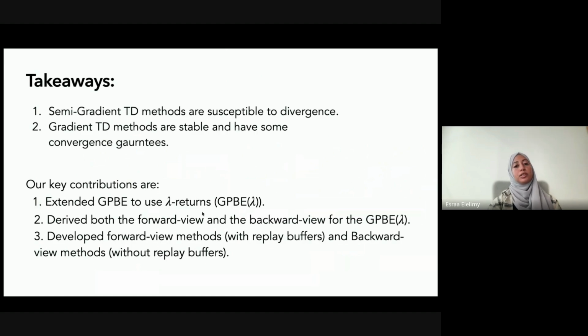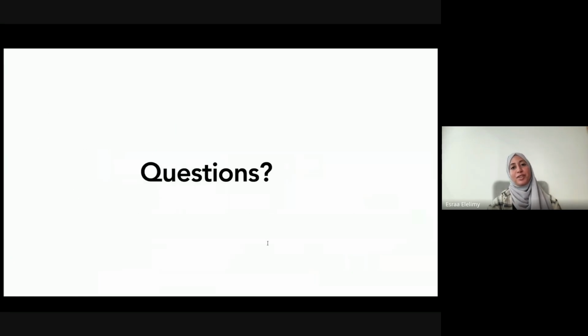And when we use this lambda return, we can have the forward view or the backward view, where we can either assume that we can look into the future, which is something that we can partially do if we have a replay buffer, or we have this backward view, methods that don't assume we need to look into the future. They don't need to have a replay buffer. And we develop methods that could be used in both cases. Yeah, and that's the end of my talk.